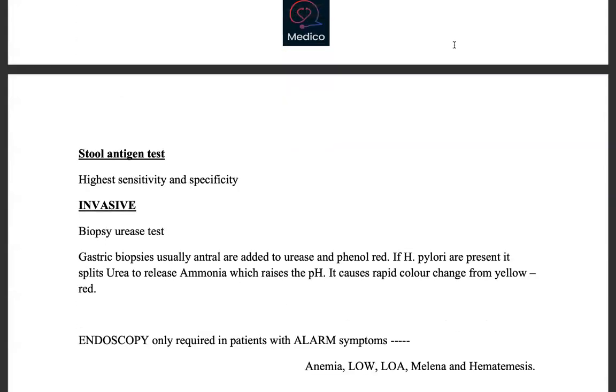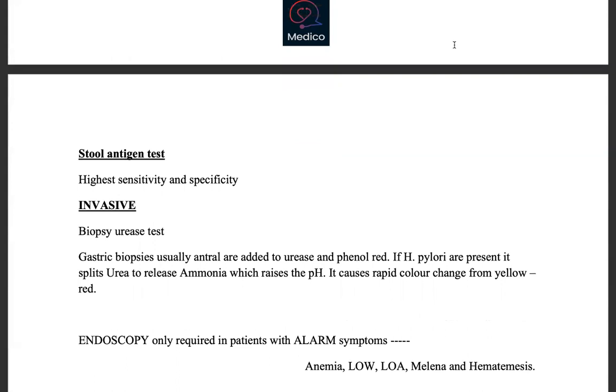Stool antigen test has higher sensitivity and specificity, and you can go for that as well. But actually they require some monoclonal antibodies, and there should be a relative amount of qualitative detection of the H. pylori antigen.